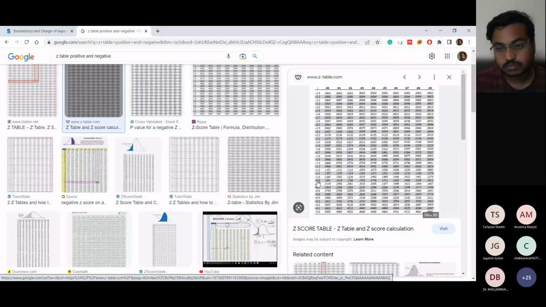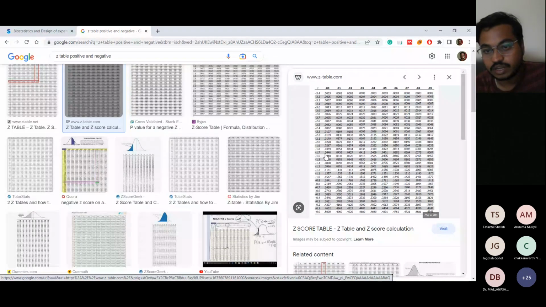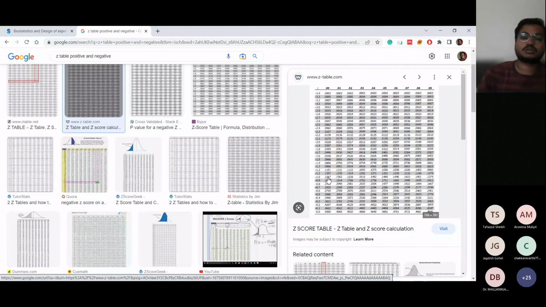Yes, sir. On the right side, you can see an image. You have tables with negative z-scores that give you an area. It's the same thing. Basically, you check what is the area under the curve for a given z-score. Let's say -1, it's 0.1587. Then you know the area for a positive z-score, and then you subtract both of them.